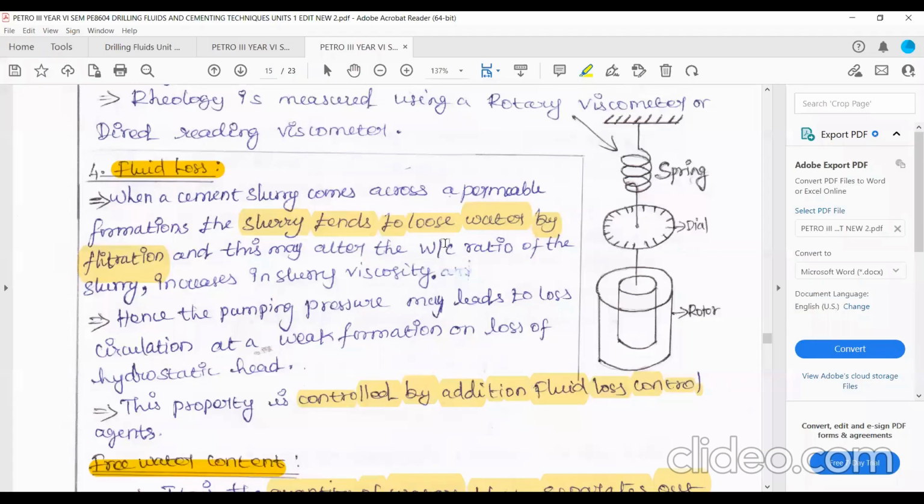Fluid loss. Slurry tends to lose water by filtration. Filtration happens and the filter cake sits on the wellbore and the fluid passes on to the zones. How do we manage it? We add an additive called fluid loss control agents. When you add this additive, the fluid becomes thick and viscous, specifically thicker, and doesn't run faster. When it doesn't run faster, we don't lose much.